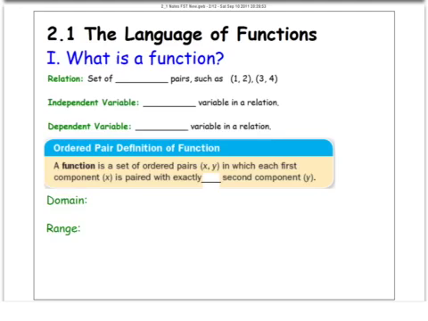Now the first thing we need to do is just define some vocabulary. When we talk about what is a function, the first thing we want to say is a relation. Know that a relation is just a set of ordered pairs.